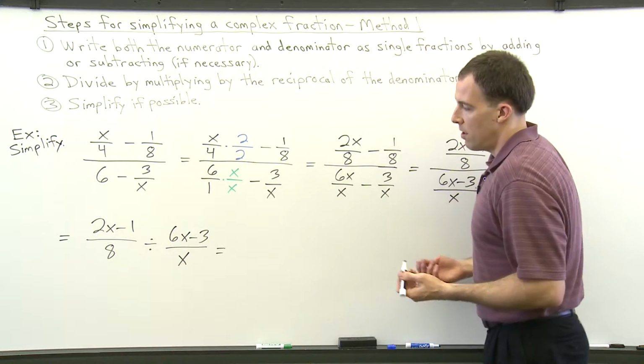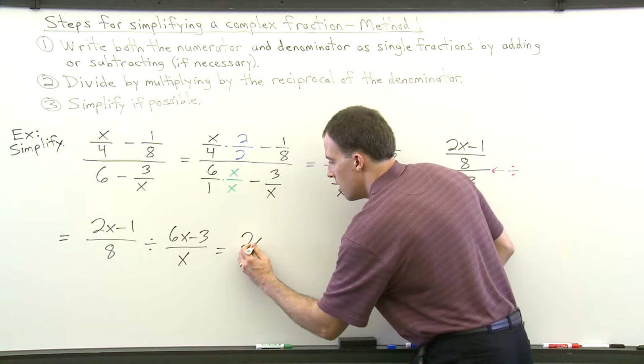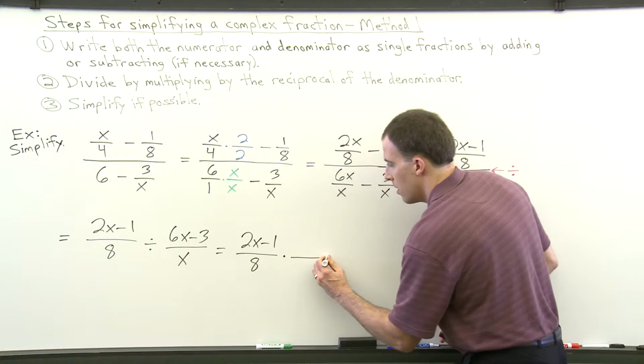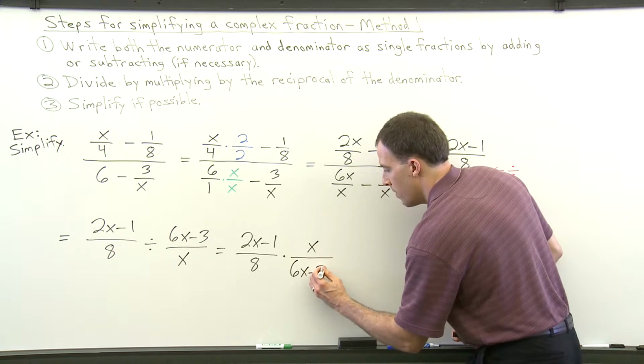Okay. Then to divide by a fraction, it's equivalent to multiplying by the reciprocal. So it's now 2x minus 1 all over 8 multiplied by the reciprocal of that second fraction, which is x over 6x minus 3.